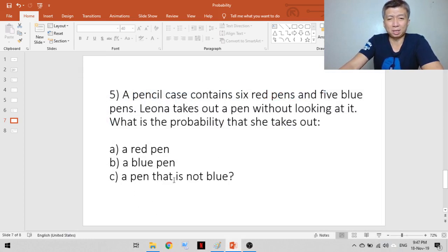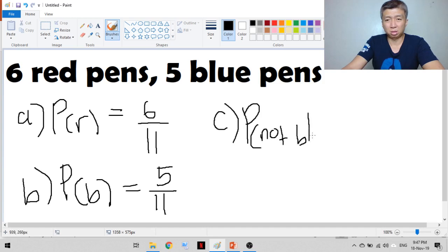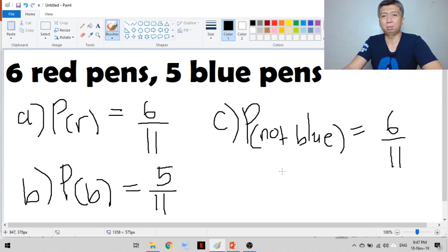Next, letter C. A pen that is not blue. Parang hinuhuli ka lang nito or parang pinapaisip ka lang. Not blue. Dalawang kulay lang naman yung nandun, di ba? Blue at saka red. Pag sinabing not blue, ibig sabihin, red yung kulay. So, ang sagot natin sa letter C, probability, not blue. Equal lang sila sa red. 6/11 din. Not blue. So, ibig sabihin, red pen.